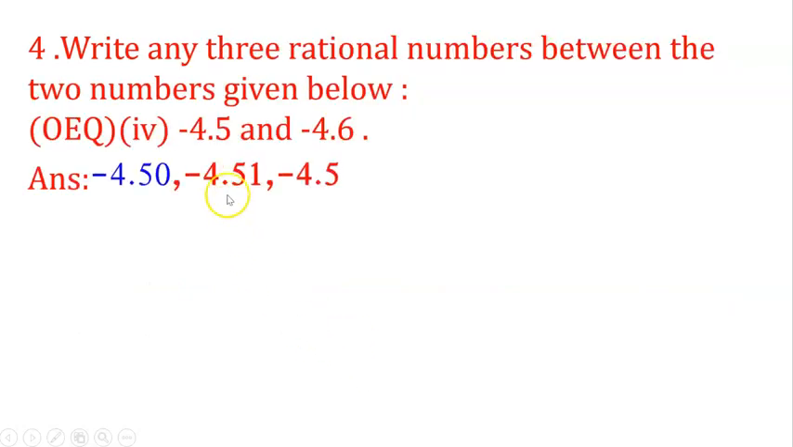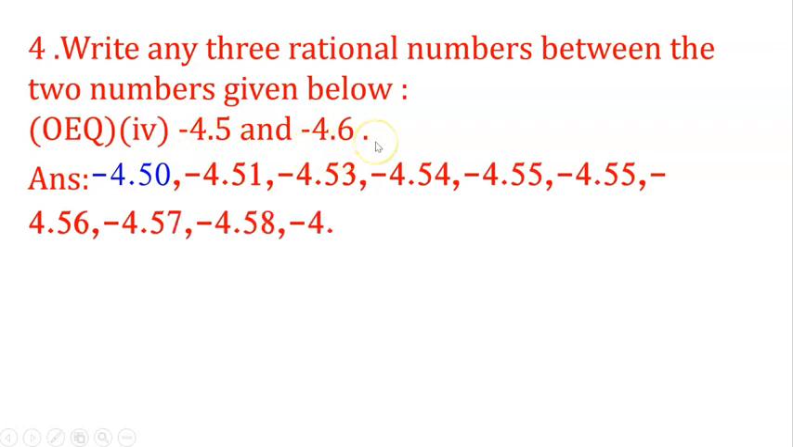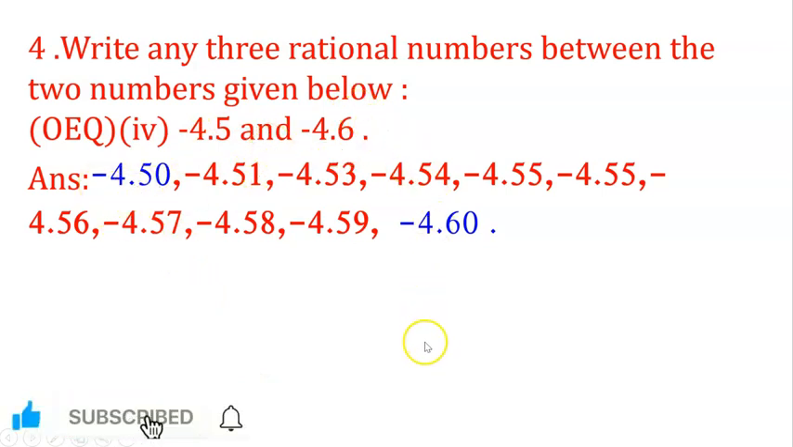Now next, the numbers between minus 4.5 and minus 4.6. Again, minus 4.5 can be written as minus 4.50 and minus 4.6 can be written as minus 4.60. Now the numbers between these two numbers are minus 4.51, minus 4.53, minus 4.54, and in this way. You can select any three numbers between them.